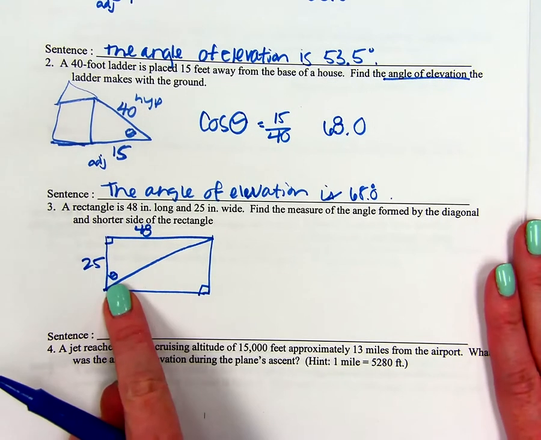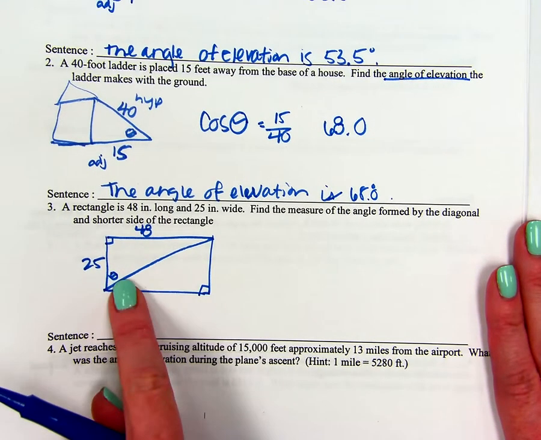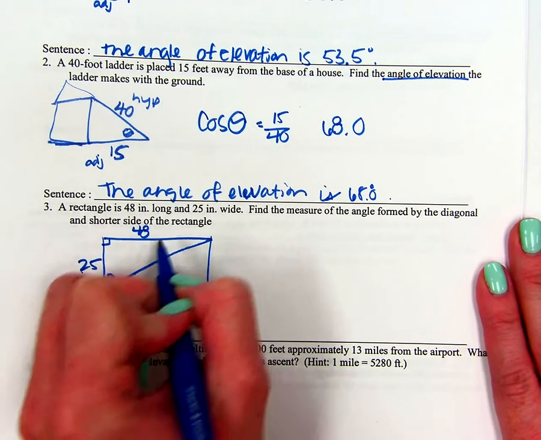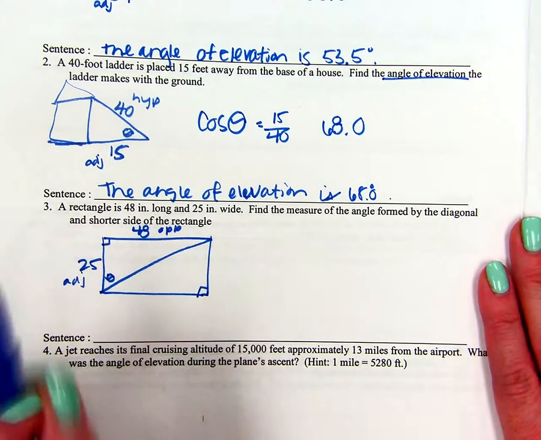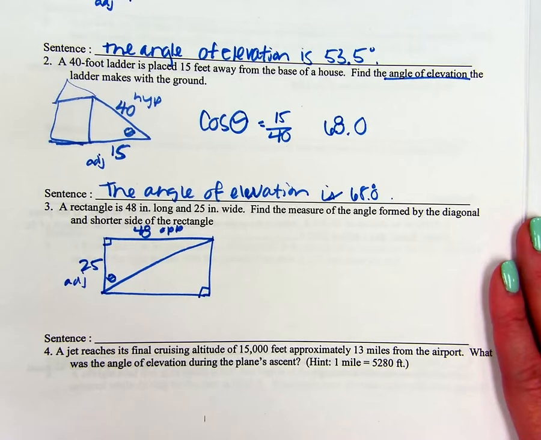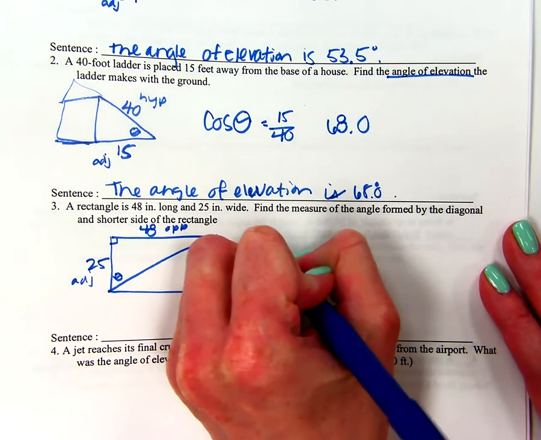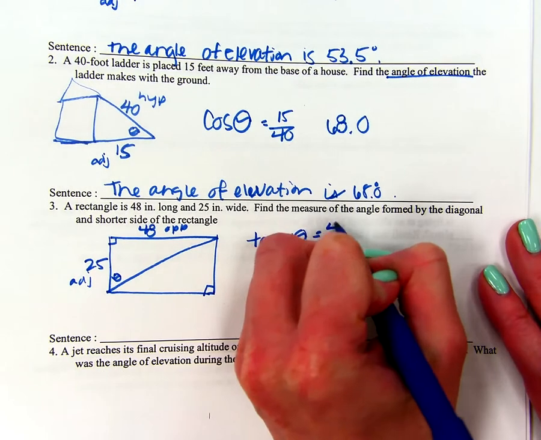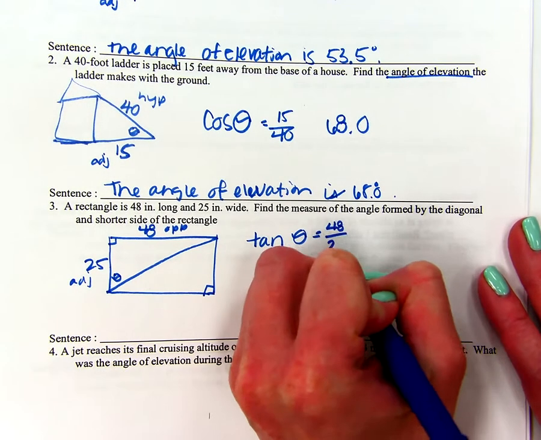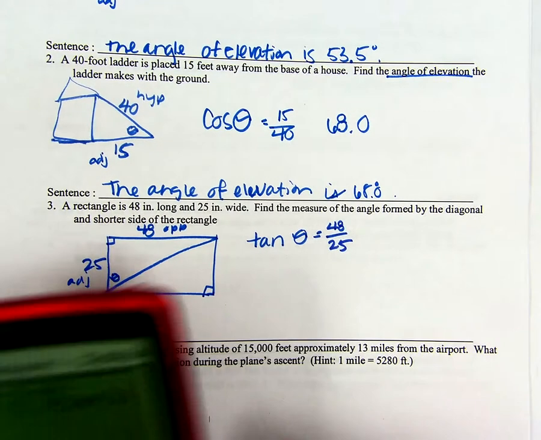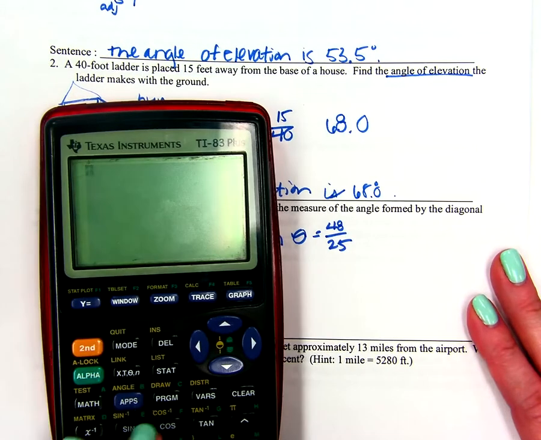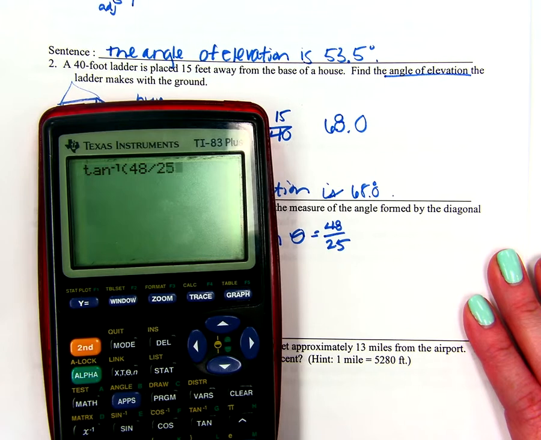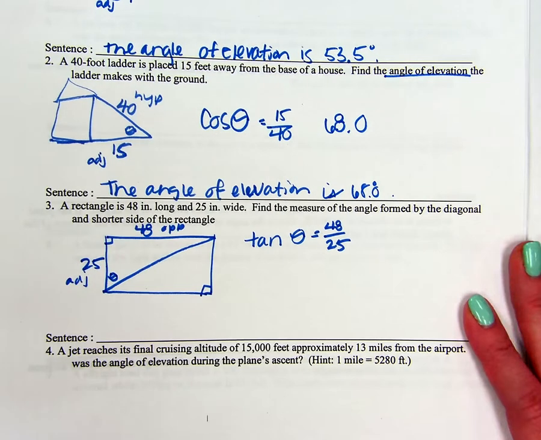So now we need to figure out what sides we're going to label. We have adjacent right here for our 25 and opposite for our 48. So opposite and adjacent are going to be tangent. We don't know our angle, so tangent of theta is opposite over adjacent. Plug that into your calculator. You're going to hit the second button to get the inverse of tangent, and then do 48 divided by 25. So we get 62.5.